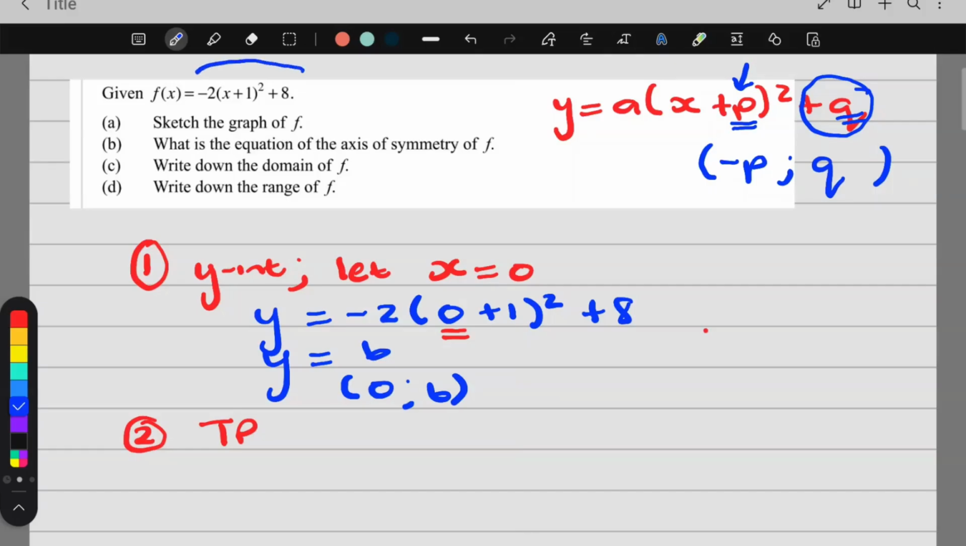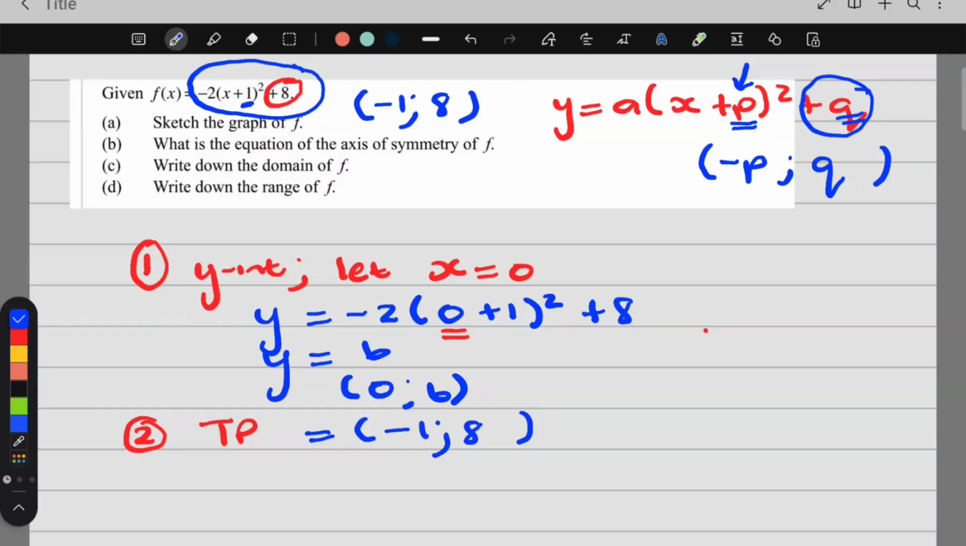So if I look at this equation over here, do you see that this is the P? It's plus 1. So my turning point x-value is negative 1. And my Q is this positive 8. So that stays the same, positive 8. So because my equation was given in turning point form, I can actually see my turning point. I don't have to use a formula to work it out like we did in the previous lesson.